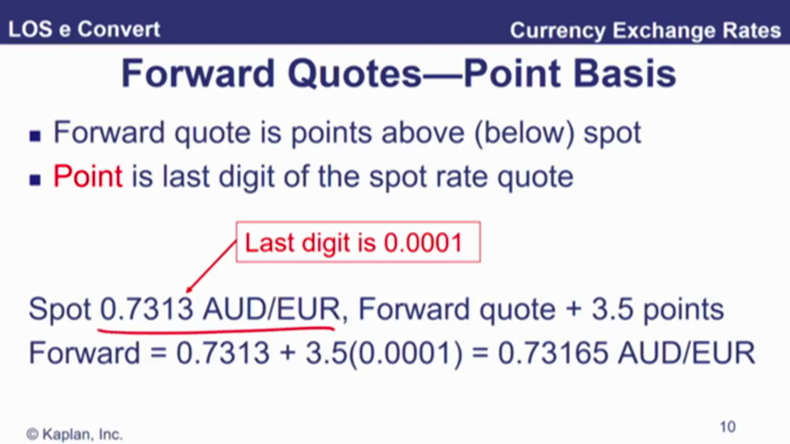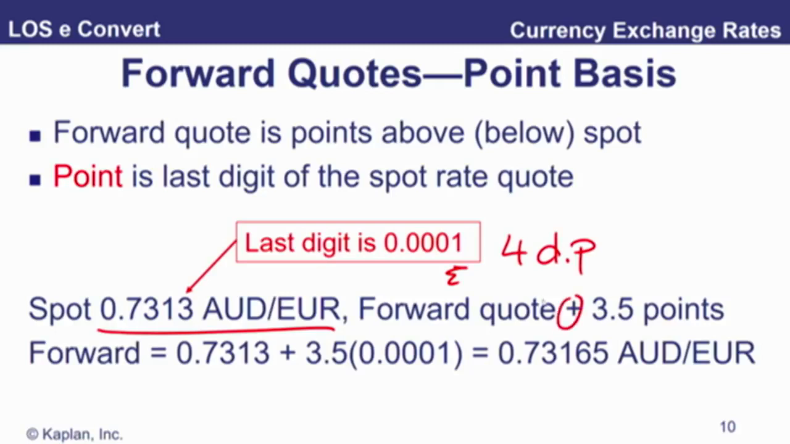It's here. We've got 0.7313 Aussies per euro. As soon as I see that, the last digit, 0.7313, so 0.0001. That's my last digit. What I would do is note that that's given to me as 4 decimal places. So the point will go to that last digit of that spot quote, that 4th decimal place. Then they've quoted the forward, not as another rate, but as 3.5 points.